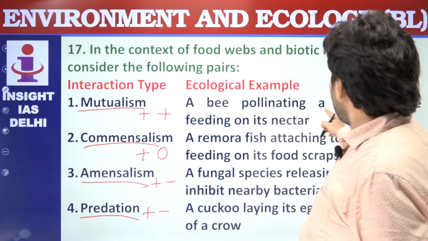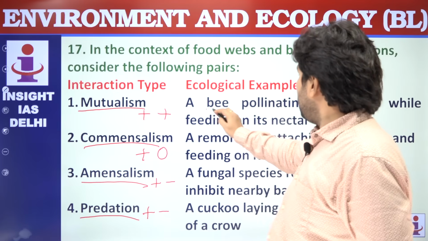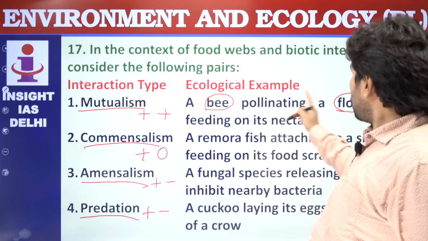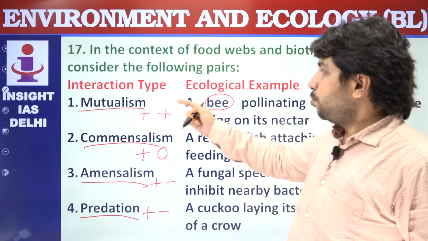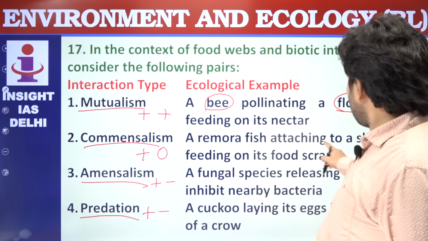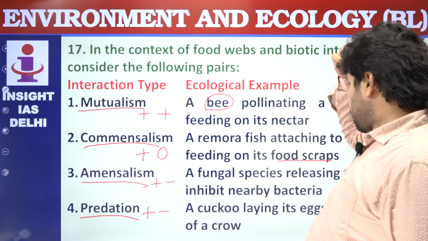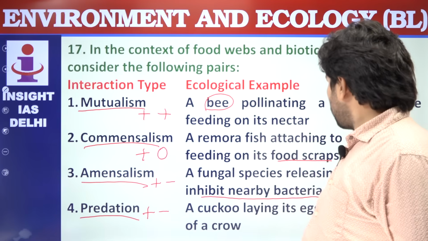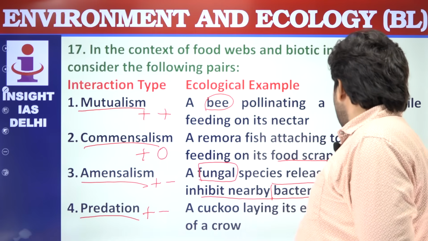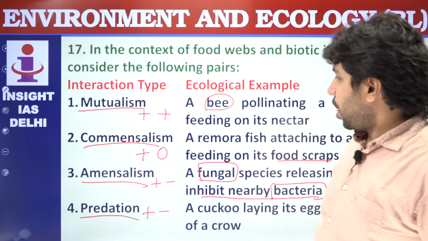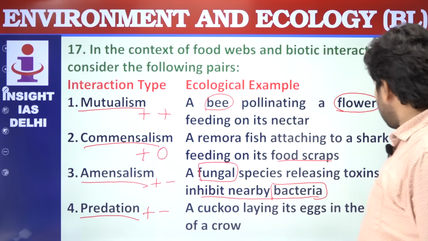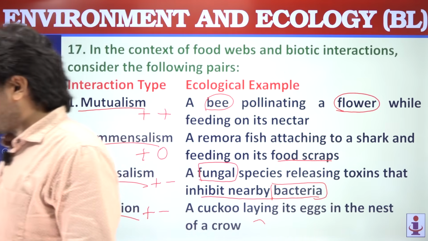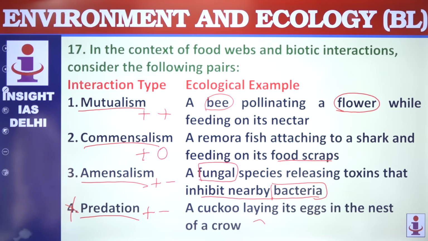First is mutualism: a bee pollinating a flower while feeding on its nectar. Yes, both the bee and the flower interact and both benefit, so mutualism is correct here. Commensalism: a remora fish attaching to a shark and feeding on its food scraps. So pair 2 is also correctly matched. A fungal species releasing toxins that inhibit nearby bacteria: one is the fungus, the other is bacteria, and one benefits while the other is harmed. So 3 is also correct. Predation: a cuckoo laying its eggs in the nest of a crow. This is not predation, so pair 4 is not correctly matched. Predation is like a tiger eating a rabbit. That is called predation.